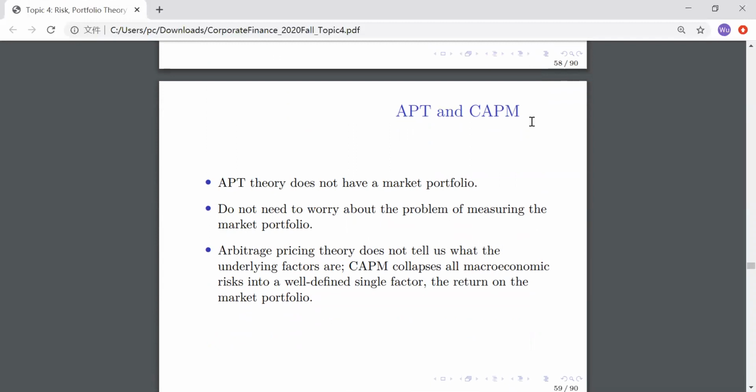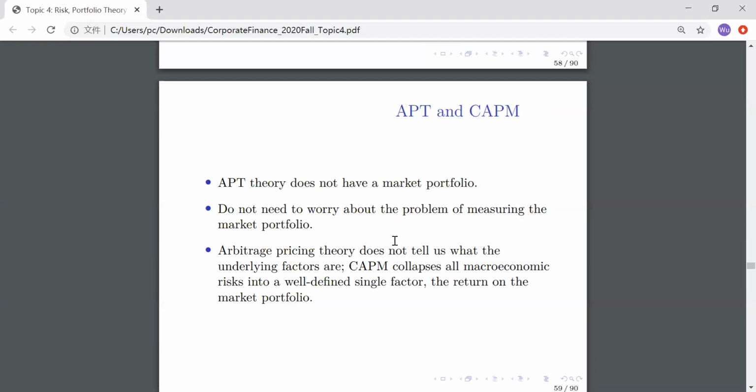So just a little bit of difference between APT and CAPM. The difference is that APT does not have a market portfolio, whereas the CAPM model has a market portfolio. The convenience of APT is that you don't have to worry about how to measure this market portfolio. And arbitrage pricing theory does not tell us what the underlying factors are. That is an empirical question, meaning that you can let the data speak for you.